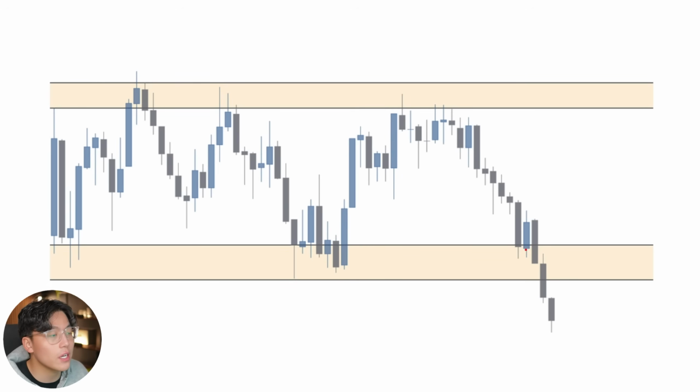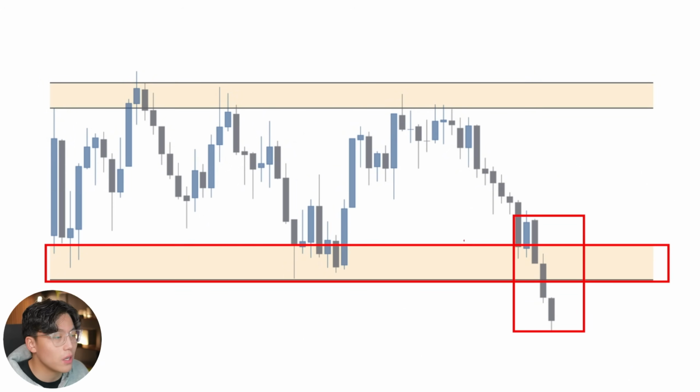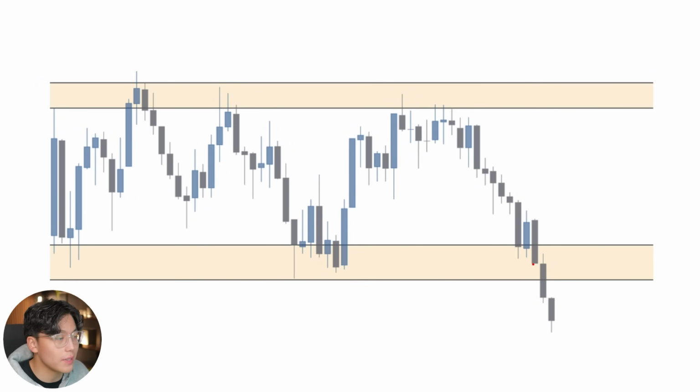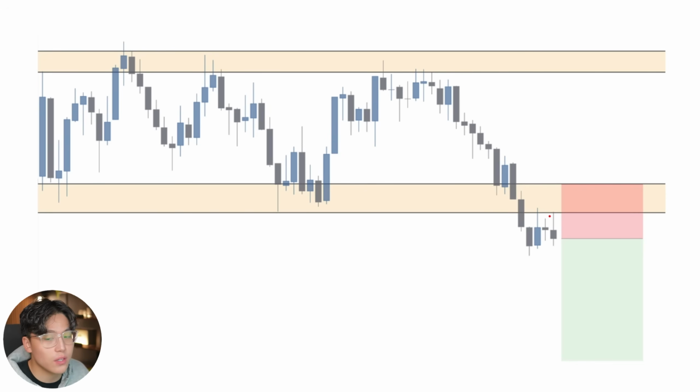And as you can see right here, we finally get that break underneath this key level of support. You can see we have this nice push towards the downside. We have weak candle closures. We have some displacement here as well. Now, all we're looking for is the retest for that continuation back towards the downside. So as you can see, we get the retest right here.